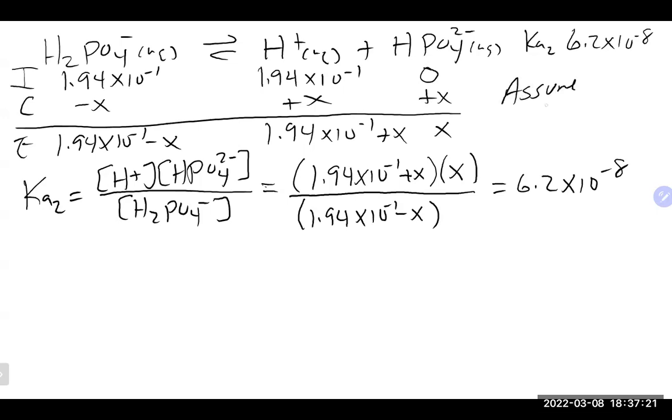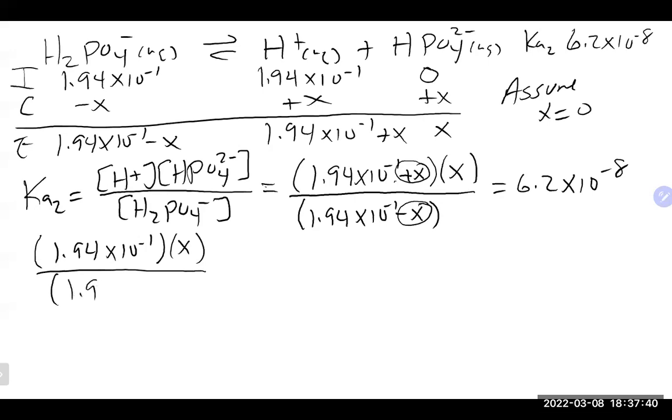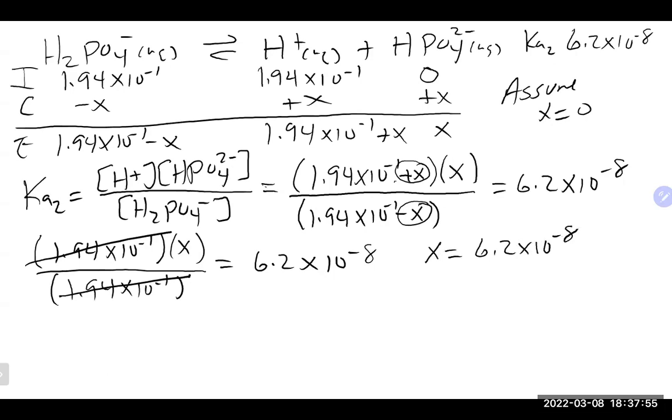Had luck on the first round there with my assumption, so I'm going to do the same thing here. I'm going to assume that X is equal to 0. In this case, that is going to get rid of, again, this X and this X. That would get me 1.94 times 10 to the minus 1 times X divided by 1.94 times 10 to the minus 1 equals 6.2 times 10 to the minus 8. I think I could do this math. That is going to cancel. That means that my X value here would equal 6.2 times 10 to the minus 8. Any questions on that there?